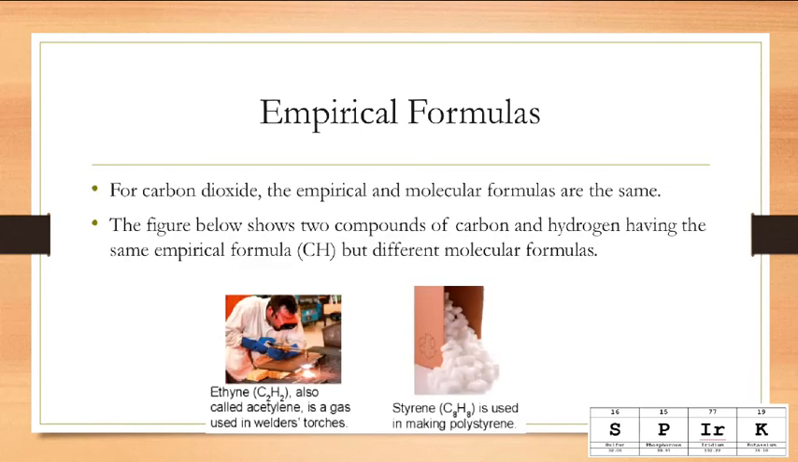For carbon dioxide, the empirical and molecular formulas are the same. The figure below shows two compounds of carbon and hydrogen having the same empirical formula, CH, which is a 1-to-1 ratio, but different molecular formulas. We have ethine, which is C2H2, and styrene, which is C8H8. And you can see that there are two very different compounds.